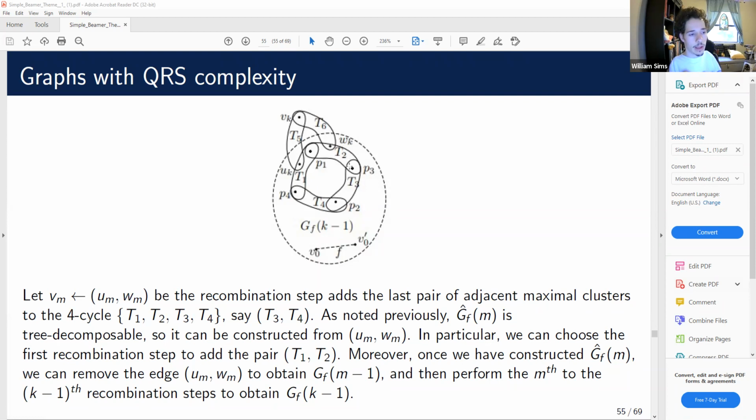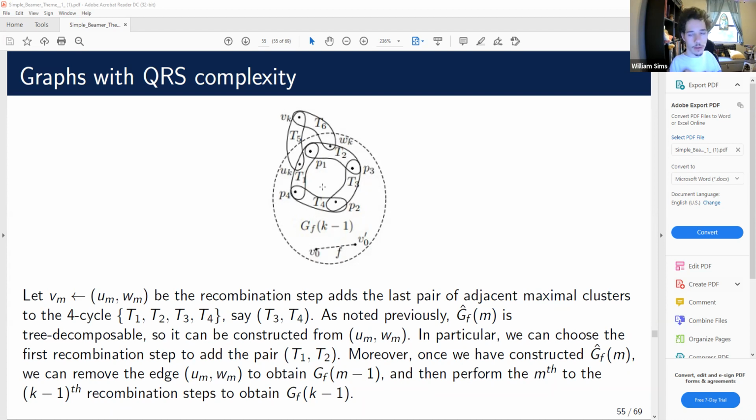So in particular, instead of adding T3 and T4 and ignoring T5 and T6, which aren't in our graph, we're in a state where we just have T1 and T2. U sub m and W sub m in this case are P3 and P4. And we're saying that adding an edge between P3 and P4 yields a tree decomposable graph. Okay, so that means that this tree decomposable graph, this extreme graph, can be constructed from P3 and P4. And in particular, the very first recombination step that we perform when we just have this edge can be T1 and T2. Right, because P1 right here is going to be in level 1. Its base pair is the edge, the vertices that we start with. Okay.